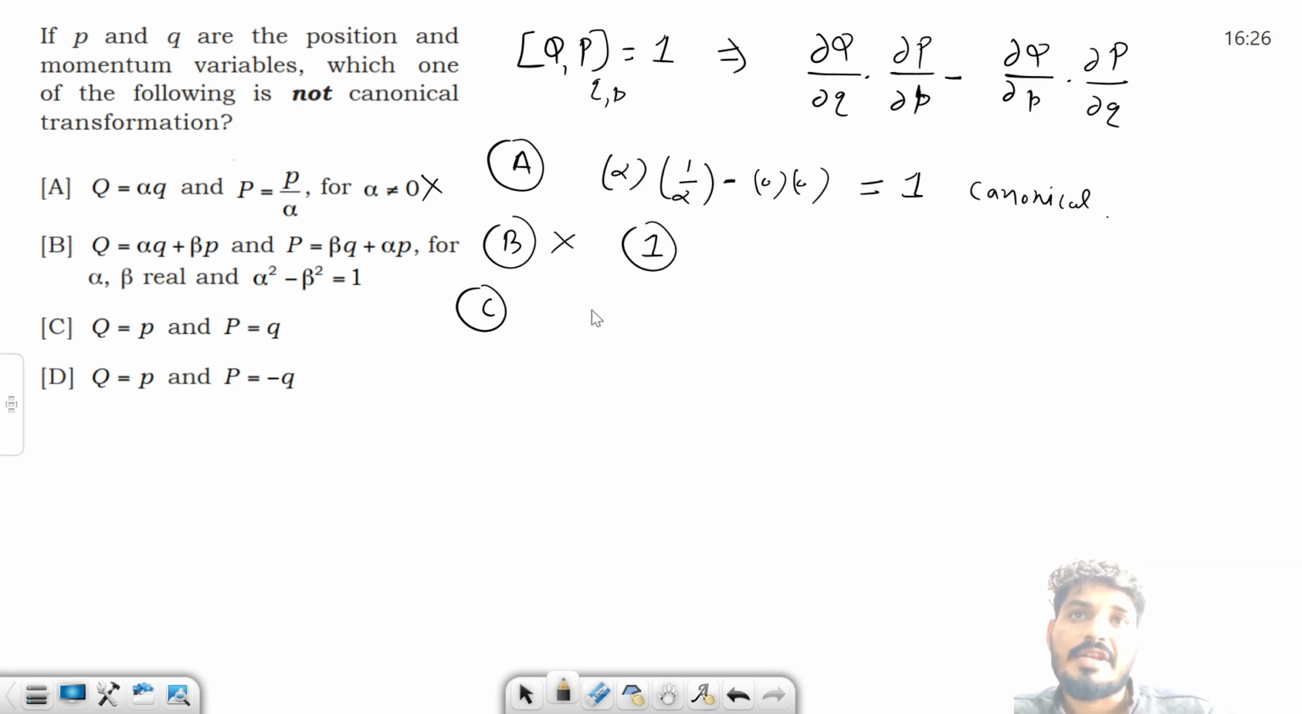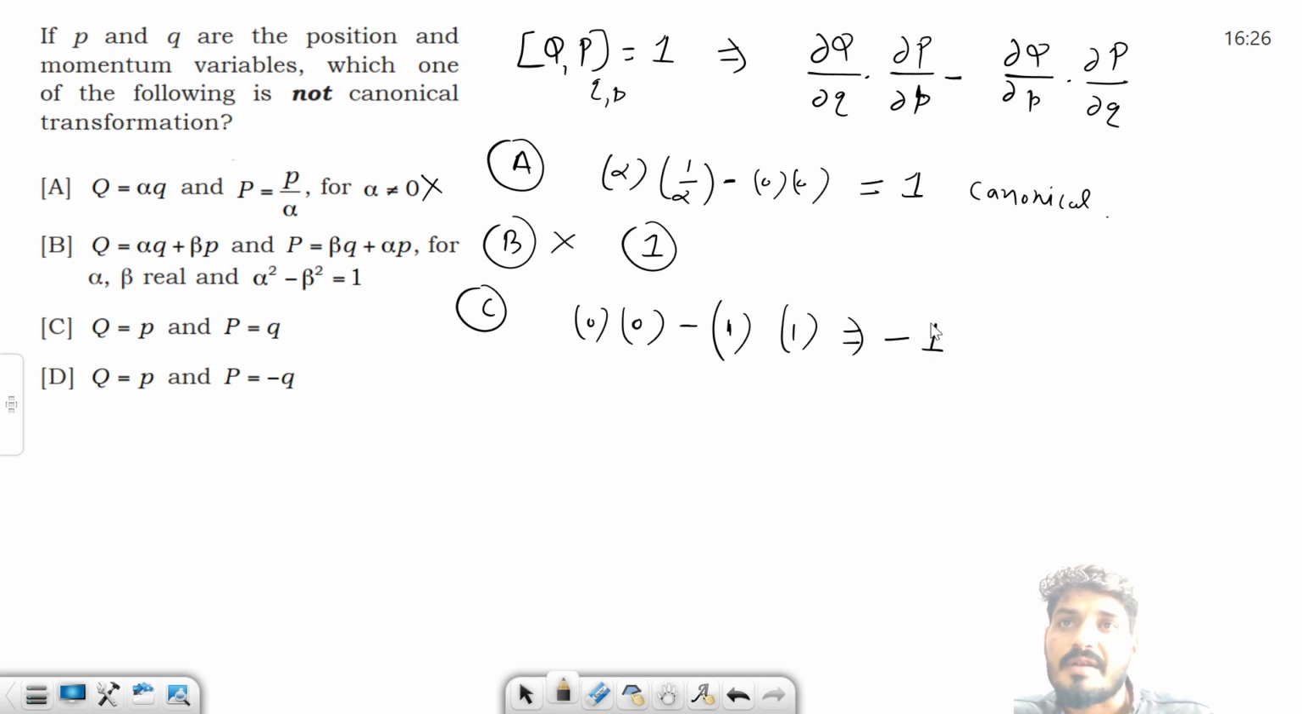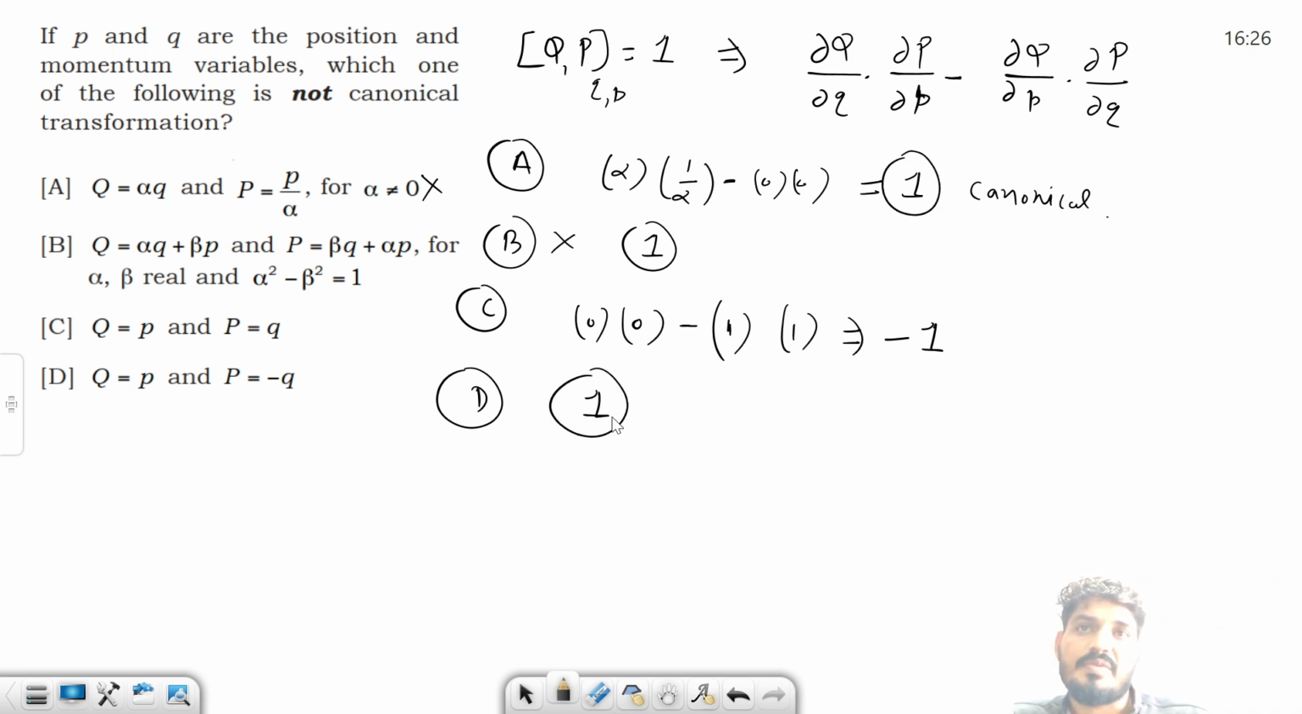∂Q/∂q, so this is 0. ∂P/∂p, this is 0, कोई term ही नहीं है. Minus ∂Q/∂p, ∂P/∂q, so this is 1, and ∂P/∂q, this is 1. So this gives you -1. And similarly if you do the D, because एक प्लस माइनस का ही sign है, तो this difference है, तो this gives you 1. So this is 1, this is 1, this is 1. Only this one is not equal to 1. So I can say that this is the correct answer, not canonical.